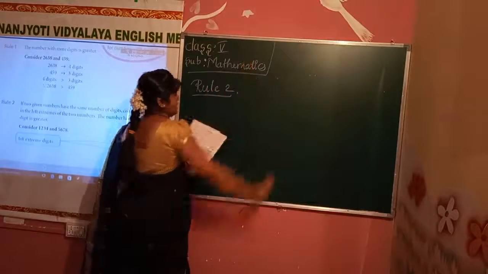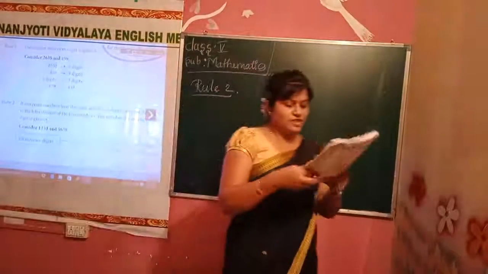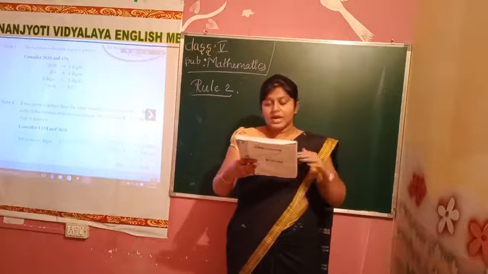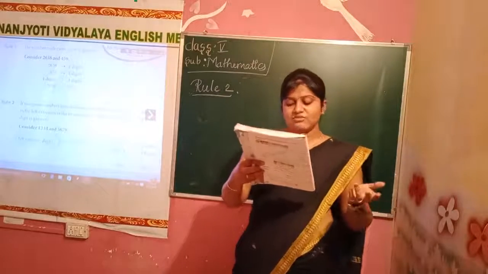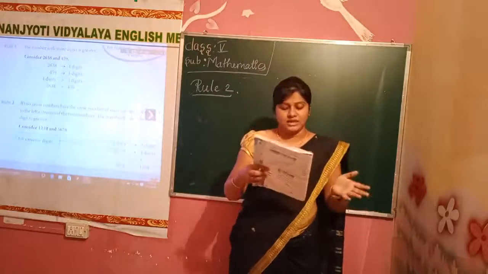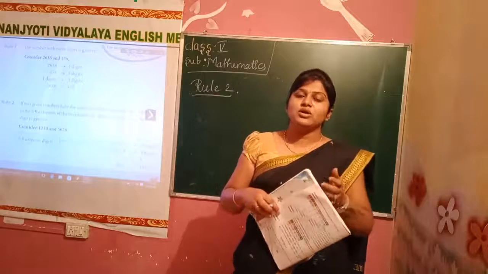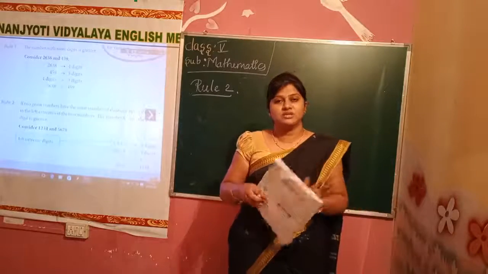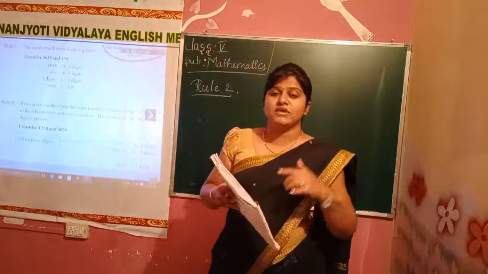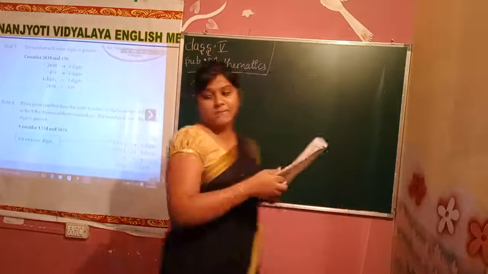In Rule 2, we'll read it. If two given numbers have the same number of digits, compare the digits in the left extremes of the two numbers. The number having the greater digit is greater. In the previous rule, when we have different numbers of digits, we studied that. In Rule 2, we have the same number of digits.